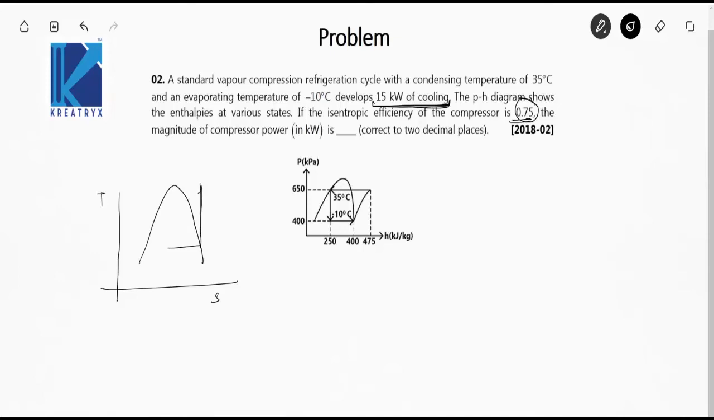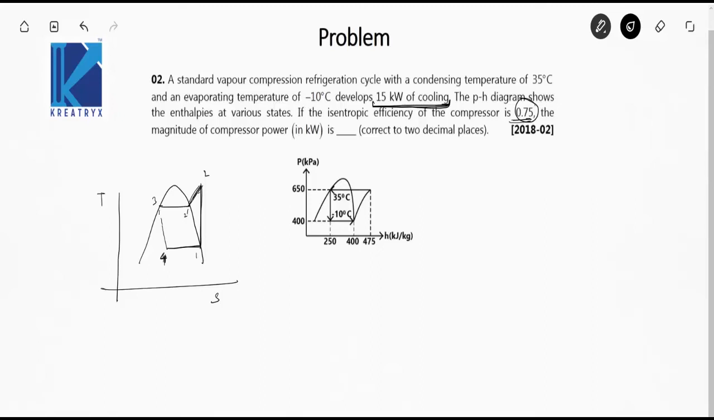This is a vertical straight line, and 1 2 2 dash 3 4. 1 4 is the refrigerating effect, 1 to 2 is isentropic compression, 2 to 3 is the heat rejected in the condenser, and 3 to 4 is throttling, that is isenthalpic throttling.